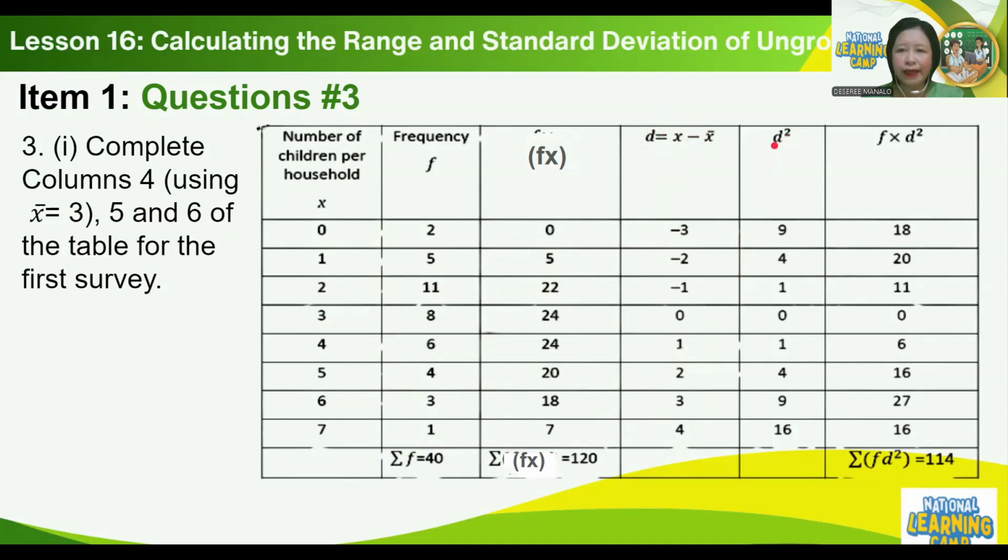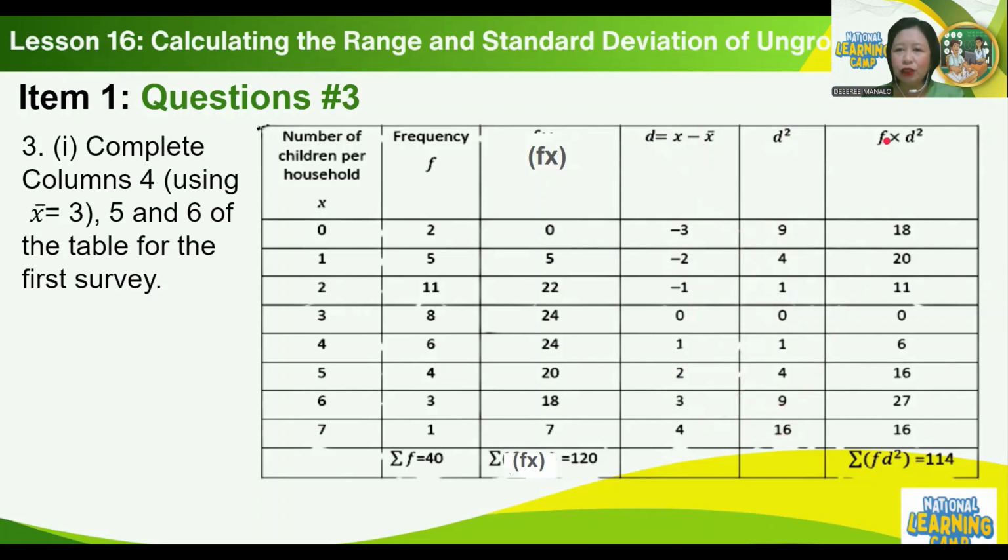Now, for the square of deviation, just multiply the values of deviation by itself. So we have negative 3 times negative 3 is 9. Negative 2 times negative 2 is 4. Negative 1 times negative 1 is 1. 0 times 0, 0. 1 times 1 is 1. 2 times 2 is 4. 3 times 3 is 9. 4 times 4 is 16.